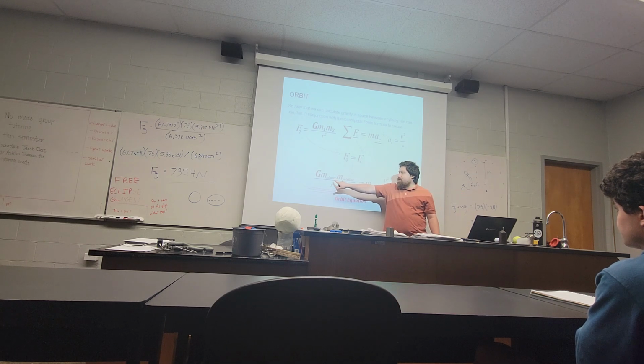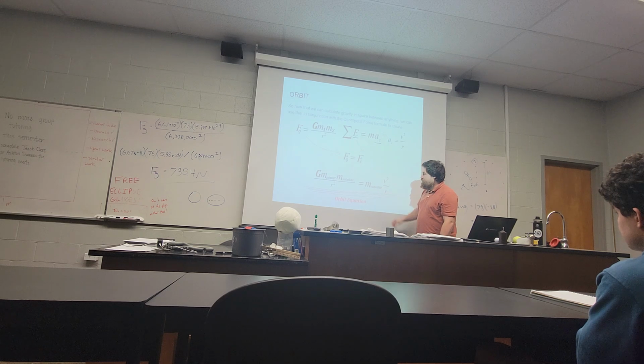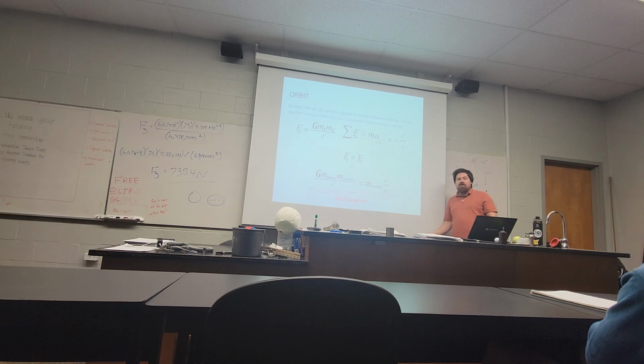You need both masses on the force side of things because you need two masses to have a gravitational force. But on the centripetal force side, you reuse the moon's mass because the moon is the thing doing the orbiting. The moon is the thing doing the centripetal accelerating. Is that clear the way that I've labeled them?